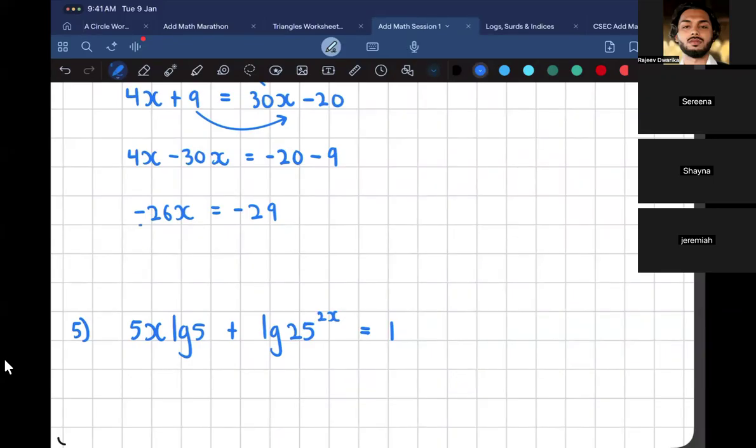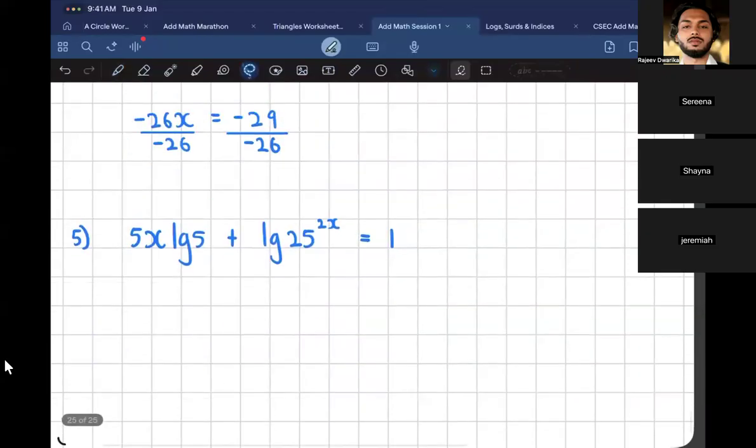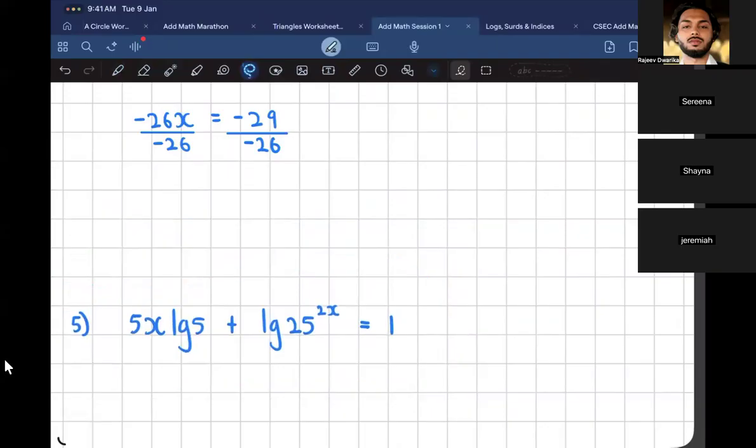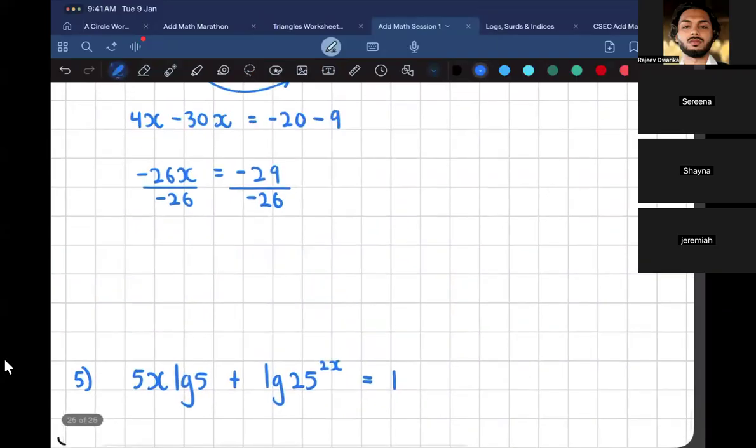Right? And so x would be, so this one is kind of strange, right? We didn't get an integer value. When I say integer, I mean positive or negative whole numbers. You're not going to get a whole number here, right? So you're going to end up with x is equal to 29 over 26.